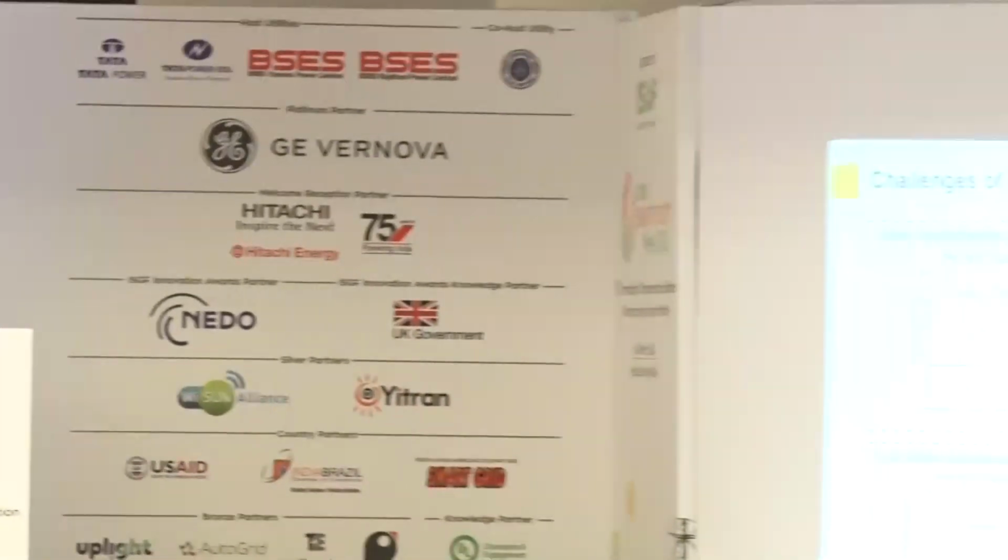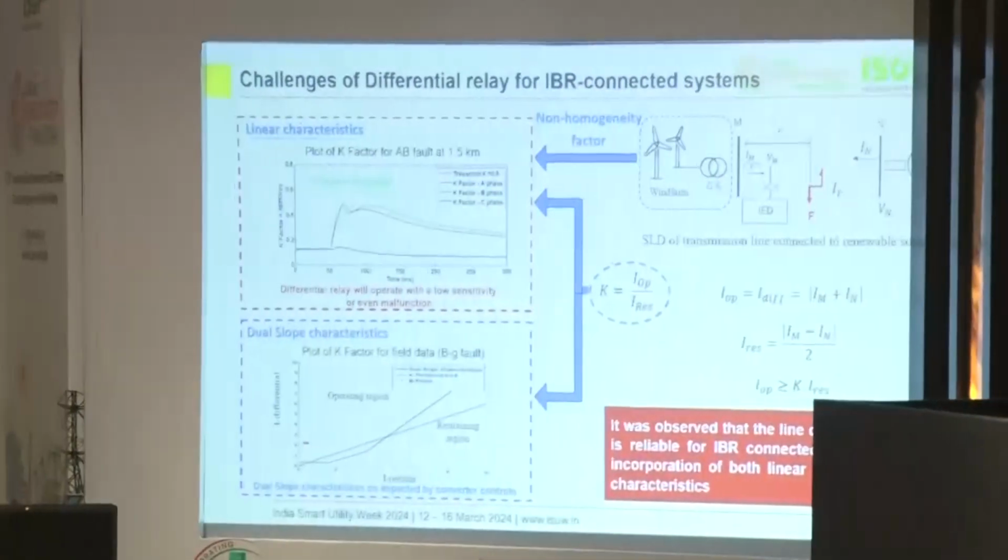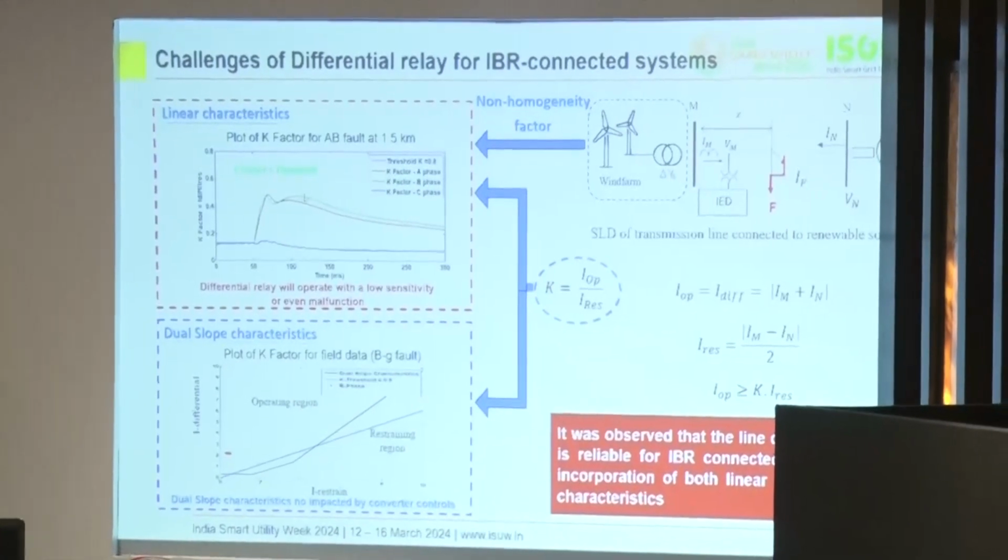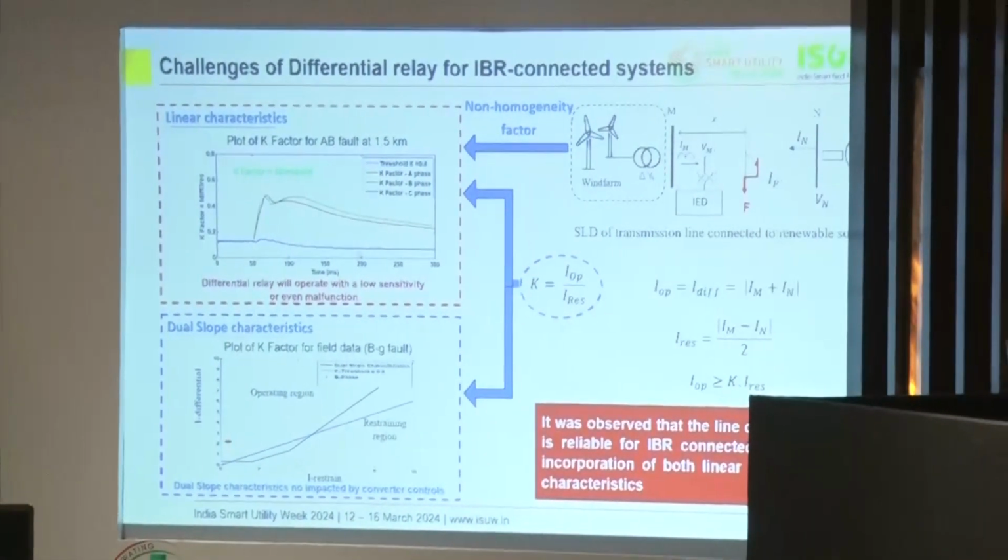Because of this non-homogeneity factor, we have considered an example of AB fault at 1.5 kilometer for a wind farm connected system. So when we consider only linear characteristics or a constant threshold, here we can see for AB fault, none of the phases, which is ABC, has crossed the threshold. So this is not the expected output.